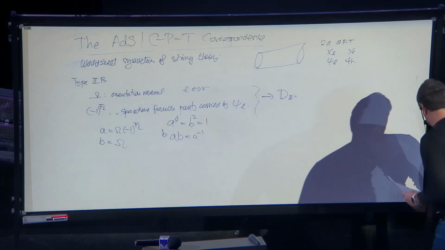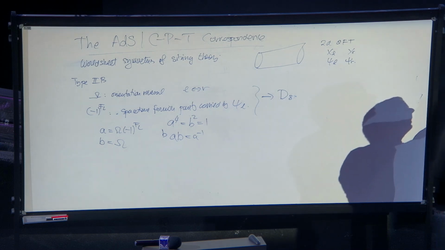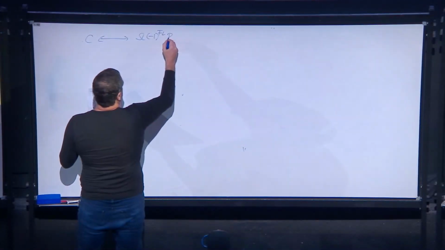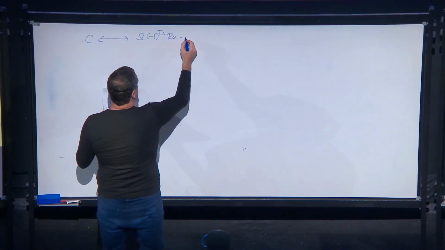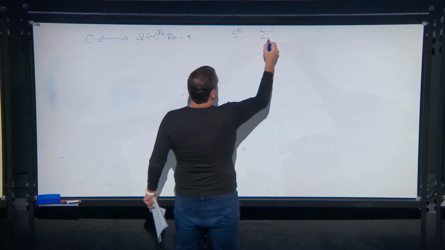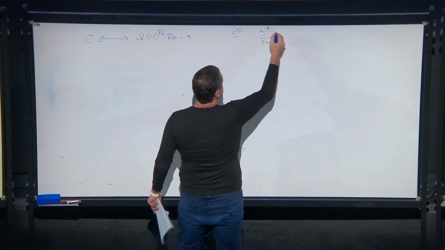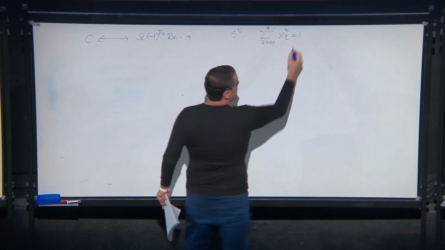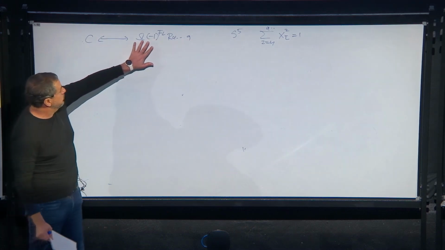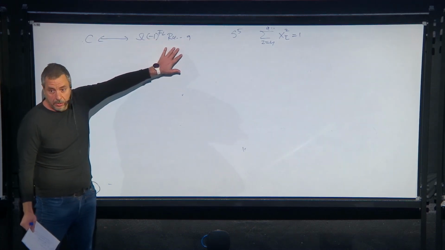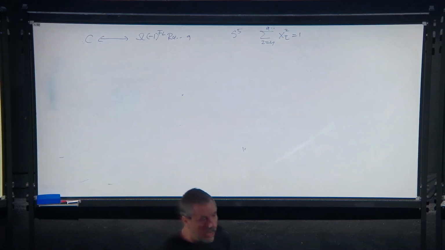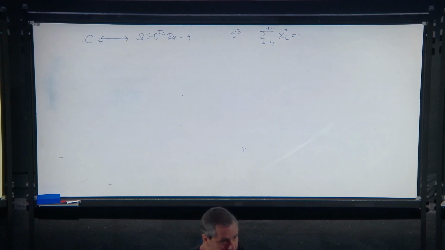So here's the answer. C will correspond to Ω(-1)^F_L, reflection on all. So you have a sphere that can be represented by embedding coordinates like this. So C corresponds in string theory to Ω(-1)^F_L combined with the antipodal map on the sphere. Yes? It acts on branes, it acts on everything.